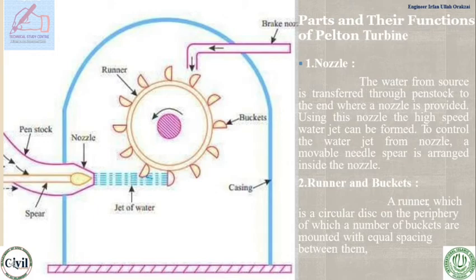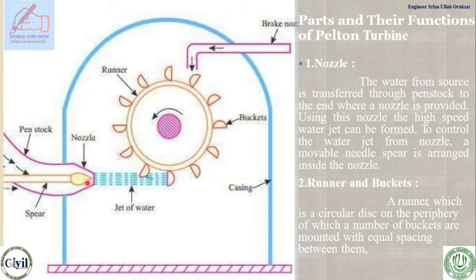Now the parts and their functions in a Pelton wheel. First of all, the most important part of the Pelton wheel is the nozzle. You can see the nozzle in this slide. The nozzle can be moved backward and forward in order to increase or decrease the area of opening. When we increase the opening, the quantity of water increases while the velocity reduces. If we decrease the area of opening of the nozzle, the quantity of water reduces while the velocity of the jet of water is highly increased.